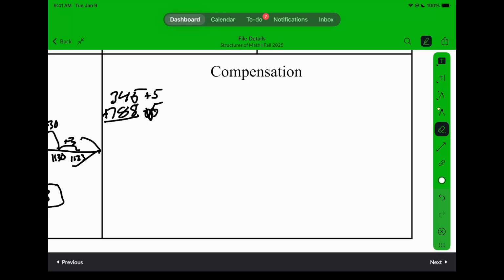the 5. So if we're adding 5 to 345, we have to take it away from 788. So now we have 350 plus 783.